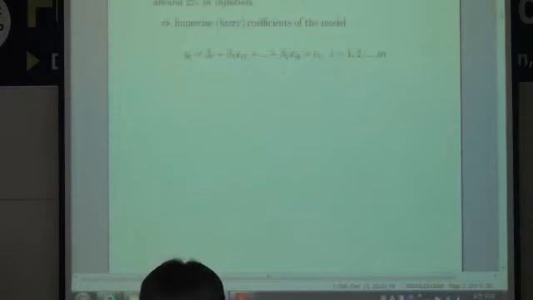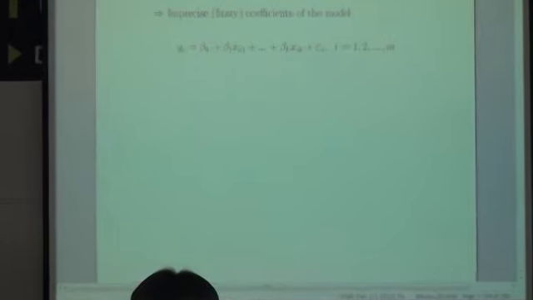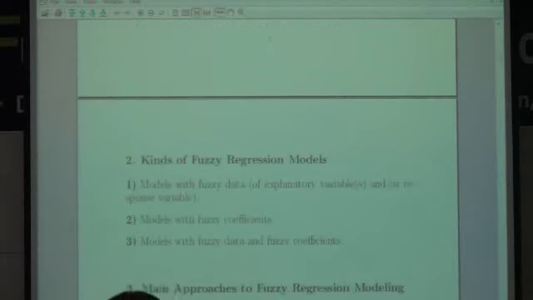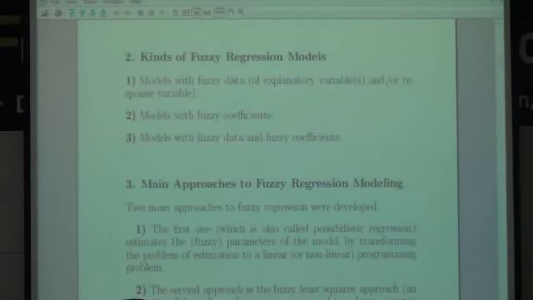Fuzzy relationships yield fuzzy parameters of the model. In these cases, we have fuzzy parameters. In the second case, we have fuzzy observations. Also, maybe we have both of them, fuzzy numbers or vague quantities. So the kinds of regression models, regarding our past discussions, are: models with fuzzy data, models with fuzzy coefficients, and models with fuzzy data and fuzzy coefficients.